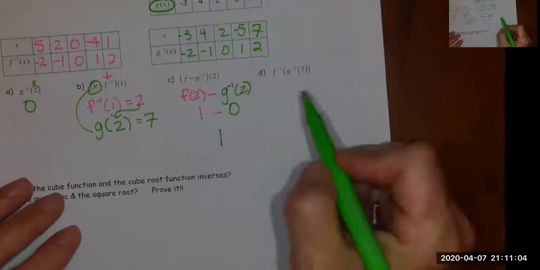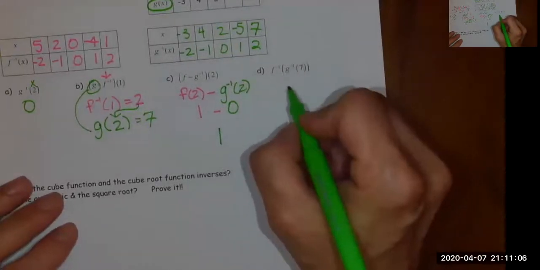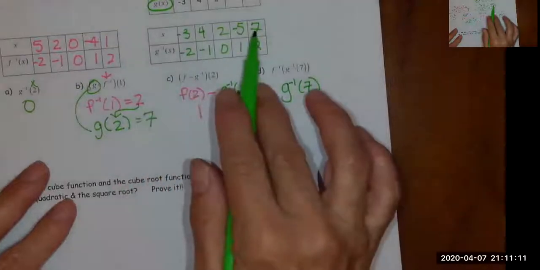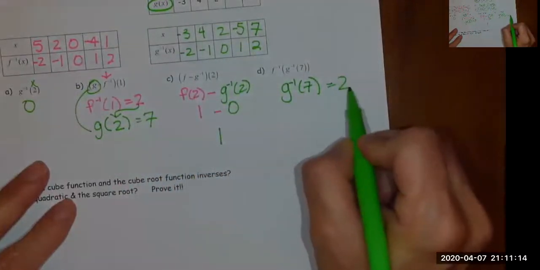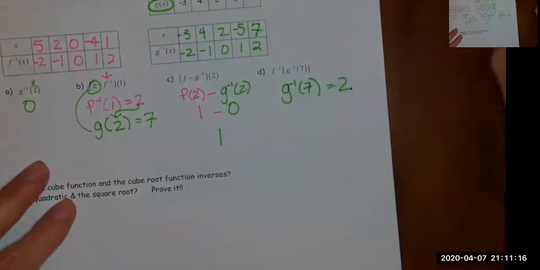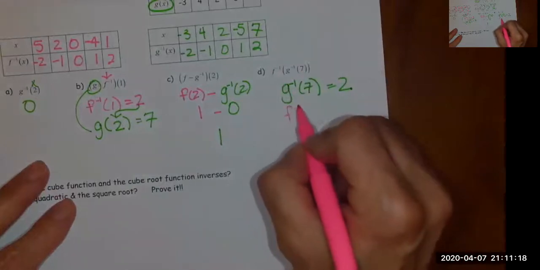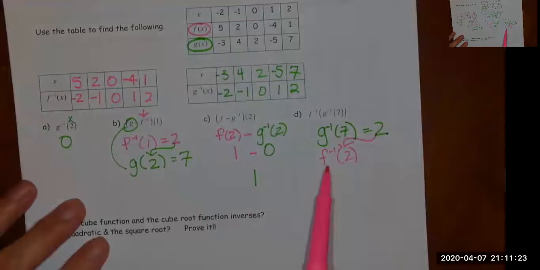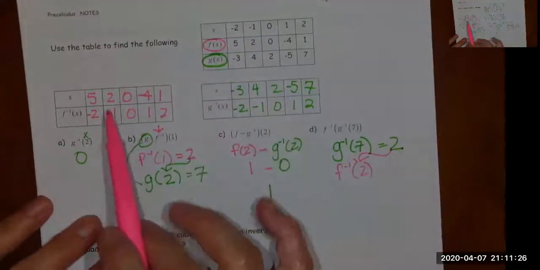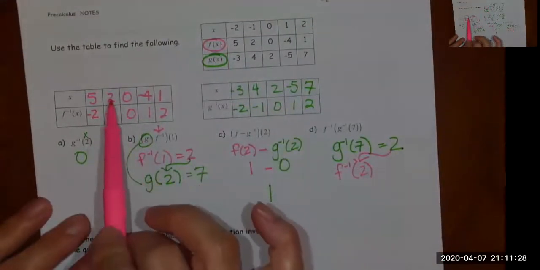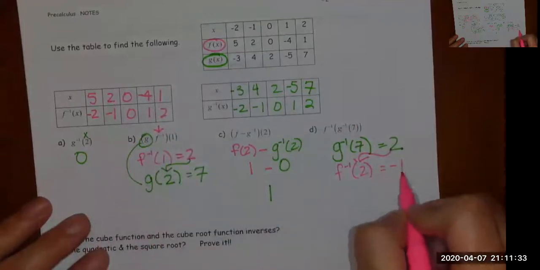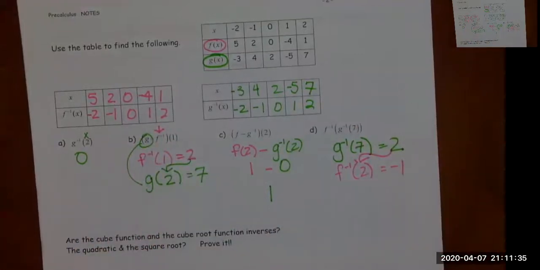Okay, right here it says find G inverse of 7. So we're going to use this one. Now when X is 7, G is 2 from our chart. And now it wants you to find F inverse of that 2. So you have to decide, we want F. Do we look at this one or this one? It's saying inverse, so we look at this one. And if X is 2, Y is -1. So there's no work to really do on that. It's just a matter of being able to read that chart.